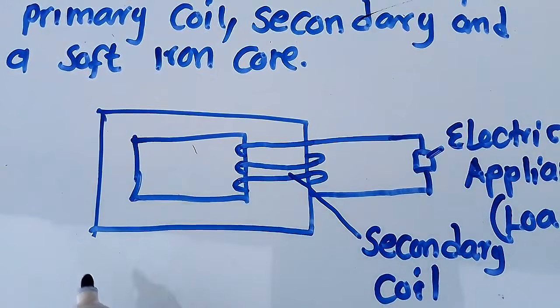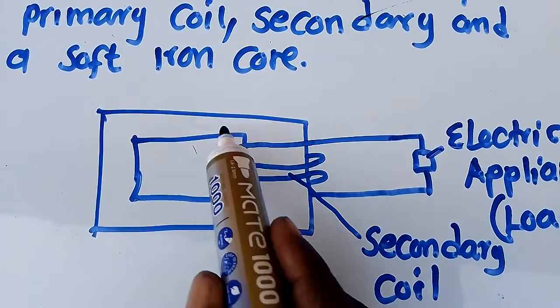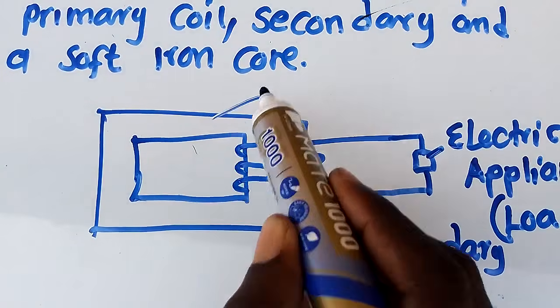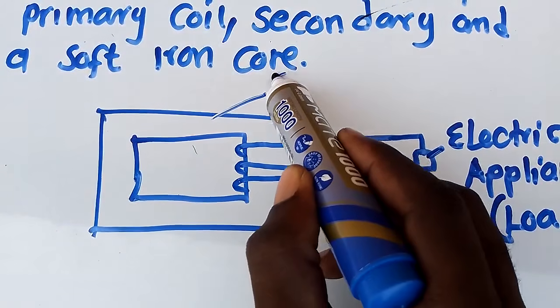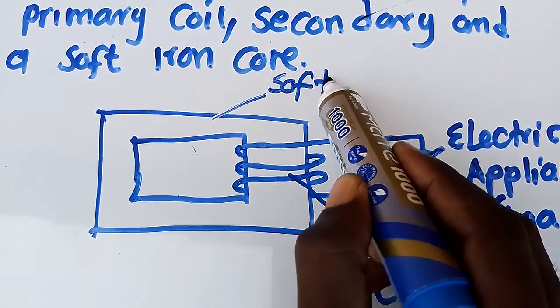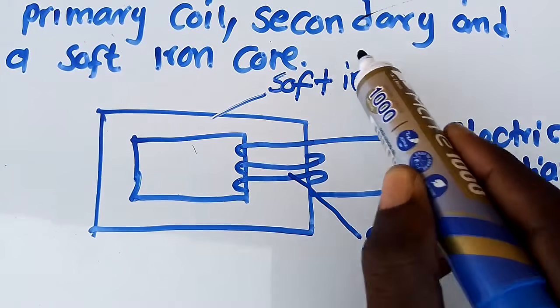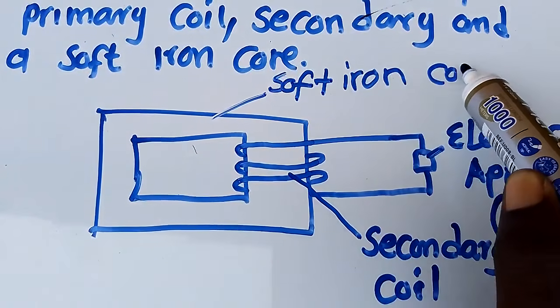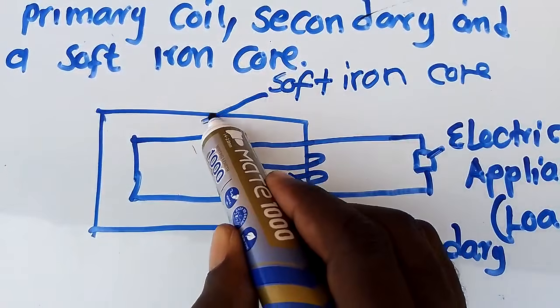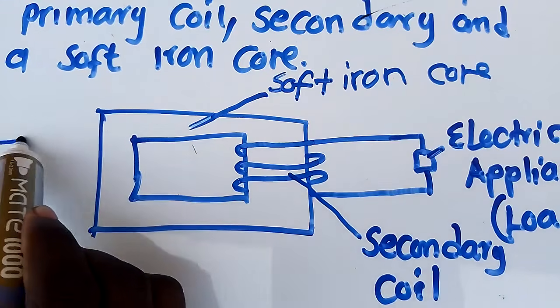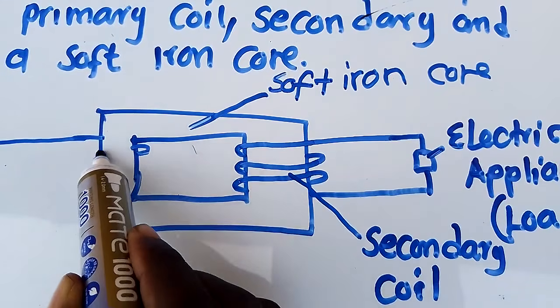This part here is what we are calling the soft iron core. That part is the part I'm calling the soft iron core. And here we also have these coils.